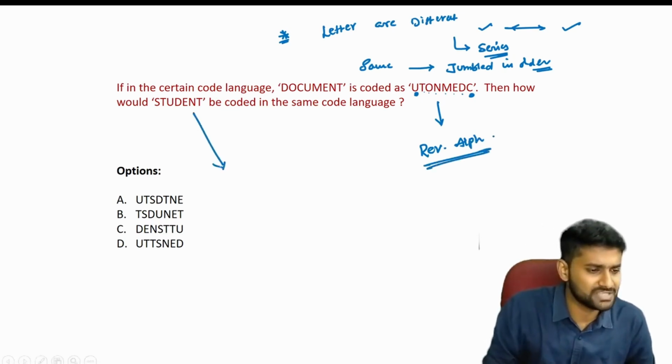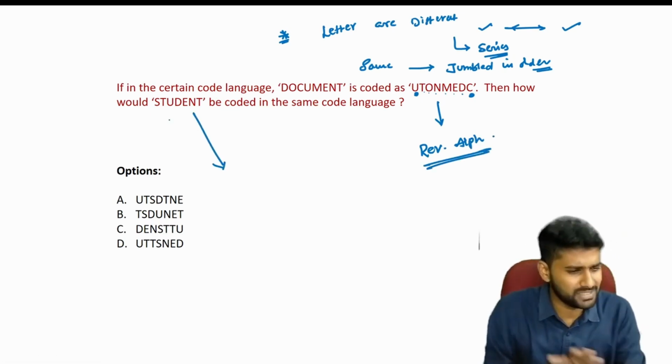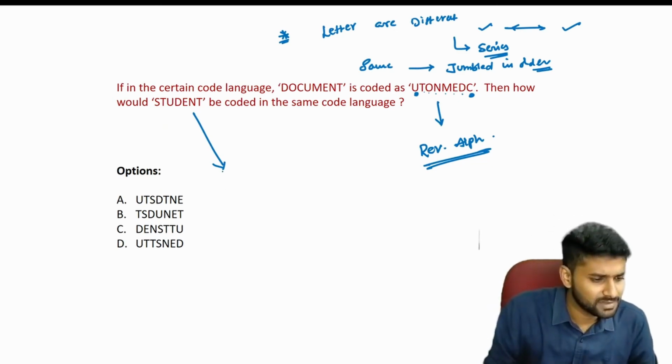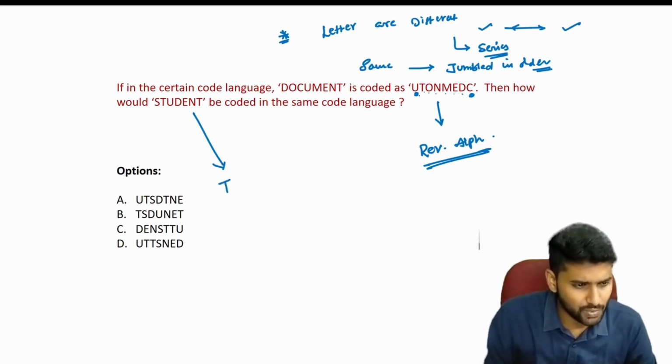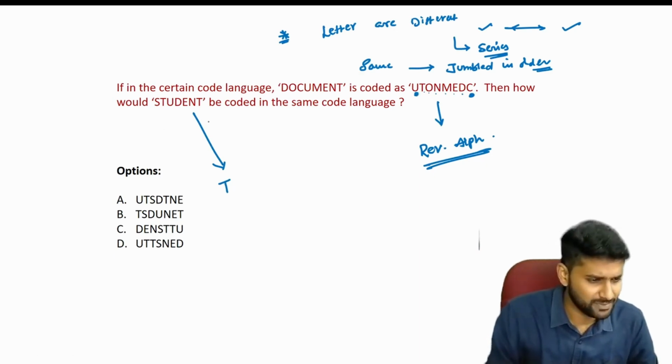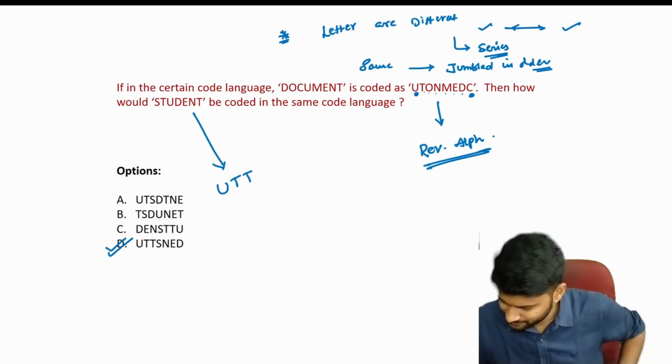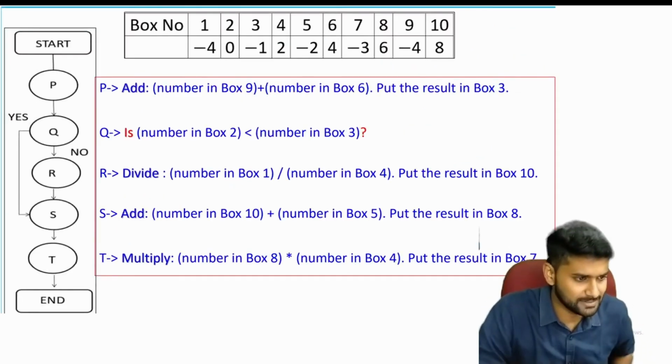Then how can you arrange student? What is the highest letter here? Reverse alphabetical, starts with U. Then again T, T. So you can see that the option is D. It's a reverse alphabetical series. Hope the logic is clear.